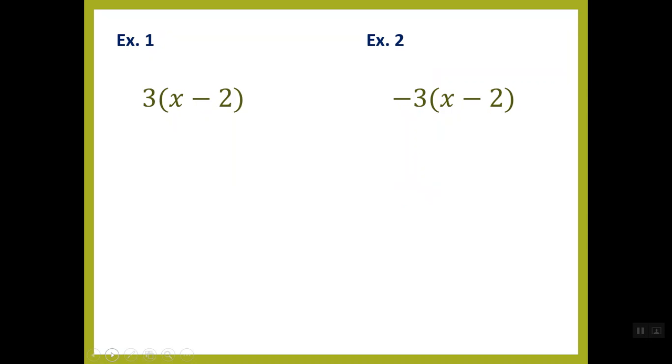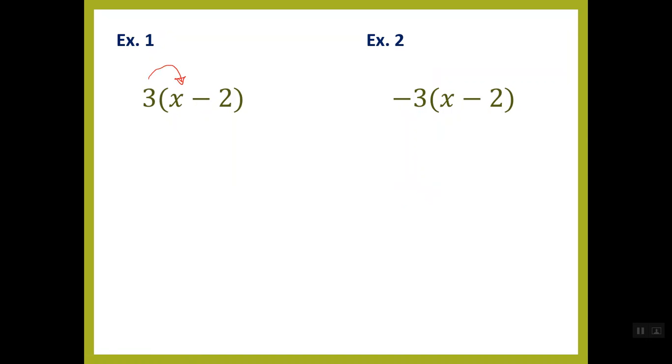So to be able to simplify this, I would need to complete what's inside the parentheses, but we see we can't do that because we can't subtract 2 from an x. So we're going to use the distributive property and say, hey, I'm going to multiply 3 times all the stuff inside. So I'm going to first say, okay, I'm going to multiply the 3 times the x.